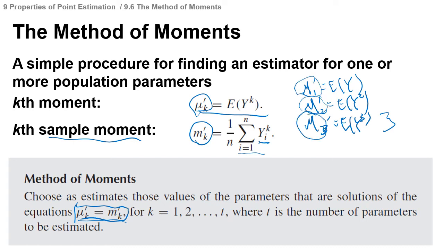If you have 3 parameters, these could be functions of the parameters, and you can estimate these using the kth sample moments, m1 dash, m2 dash, and m3 dash. You have 3 equations and also 3 parameters, so you can calculate estimators for the 3 parameters. So this is how you can use the method of moments to find estimators for parameters.